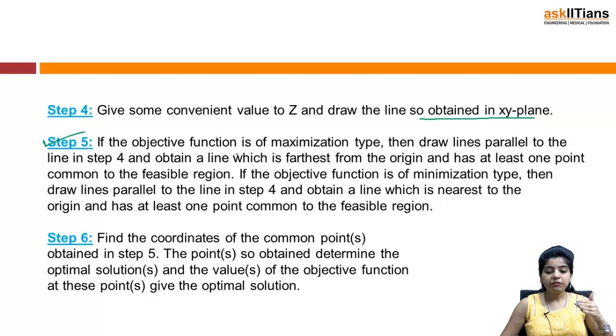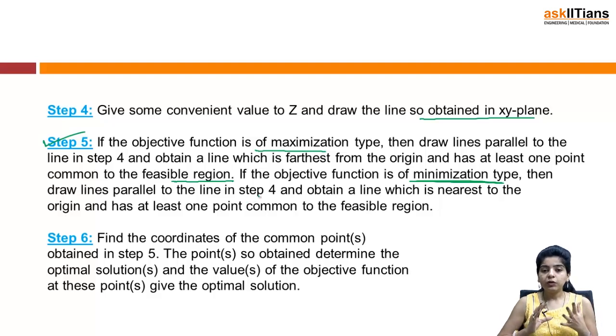Next, if the objective function is of maximization type, then you are supposed to draw lines parallel to the line that you have drawn of the objective function, and obtain a line which is farthest from the origin and has at least one point common to the feasible region. And if the objective function is of minimization type, then we have to draw lines parallel to the line in step 4, and obtain a line which is nearest to the origin and has at least one point common to the feasible region.